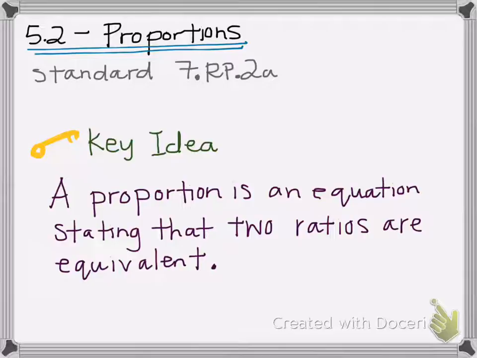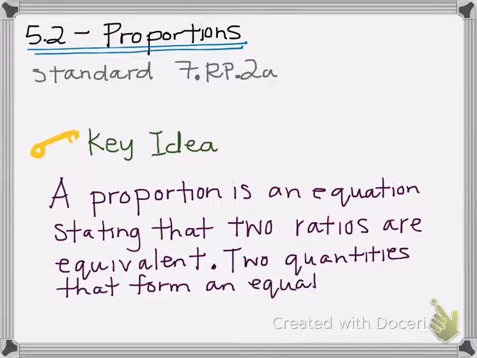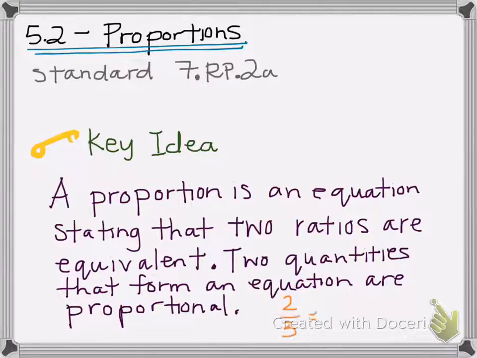Remember, ratios come in the form of a fraction oftentimes. A ratio is a comparison of two numbers, of two values. So two quantities, two numbers, two fractions that form an equation are proportional. And this is a numerical example of a proportion. 2/3 is equal to 4/6.